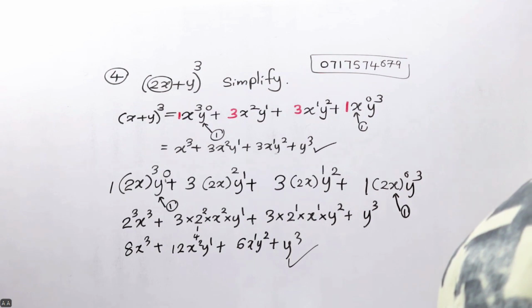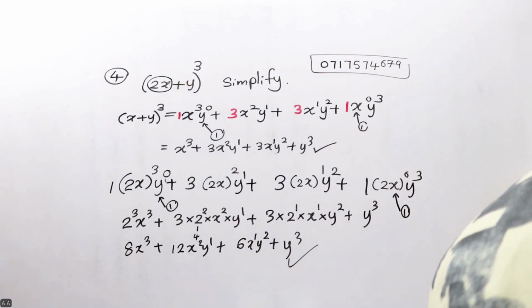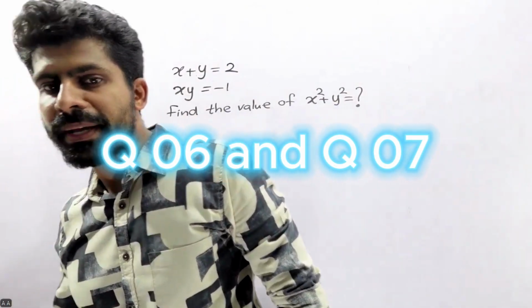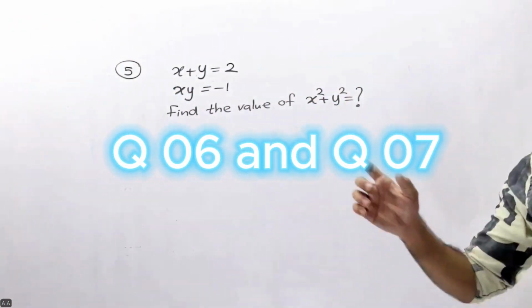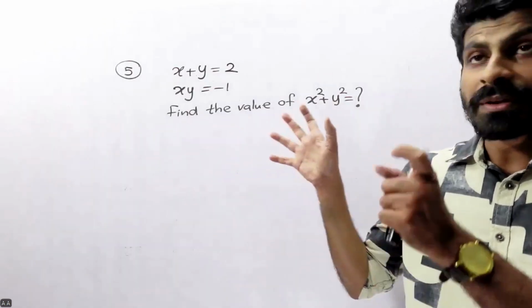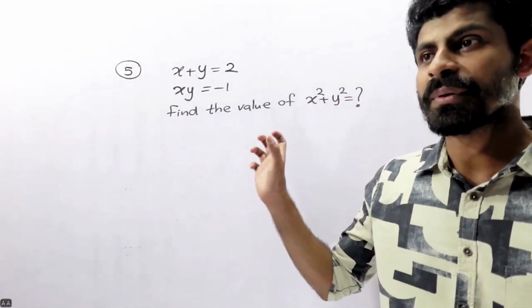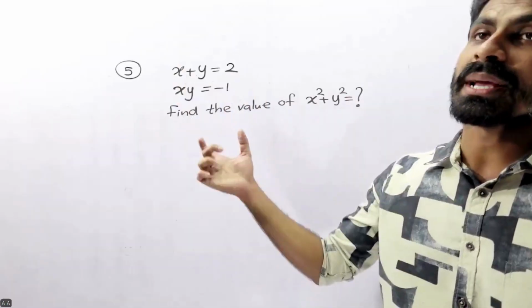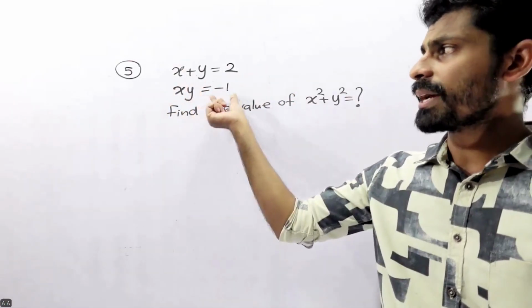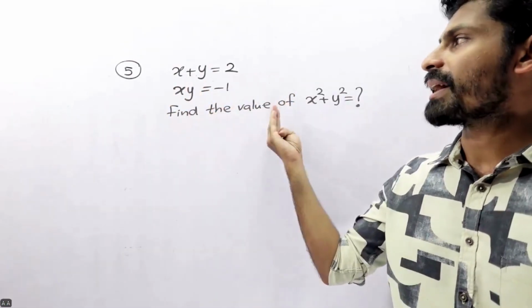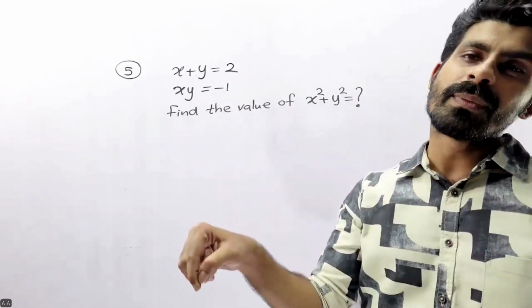So that is the reason I am doing those things. So those questions can be highly possible. Right. Okay. Look at this one. x plus y. So this one also is a very famous question. x plus y equals 2, xy equals minus 1. Find the value of x squared plus y squared.